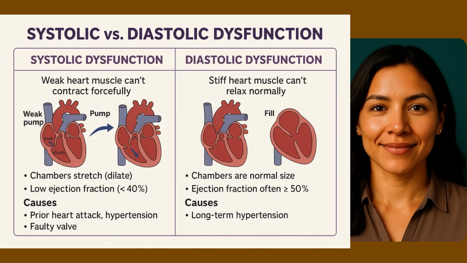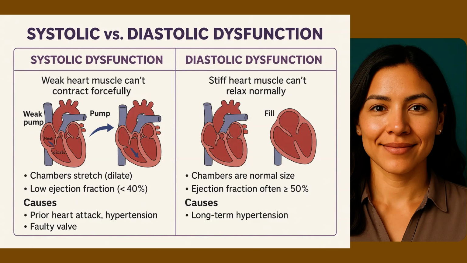To really understand heart failure, you need to know there are two main categories. It's a problem with either the heart's ability to pump or its ability to fill. Systolic dysfunction. Think of this as a problem with the pump itself. The heart muscle is weak and can't contract forcefully enough to push blood out. This leads to the heart chambers stretching out or dilating and a low ejection fraction, which is the percentage of blood pumped out with each beat. In systolic dysfunction, the ejection fraction is less than 40%. The causes are often from damage due to things like a prior heart attack, hypertension, or a faulty valve.